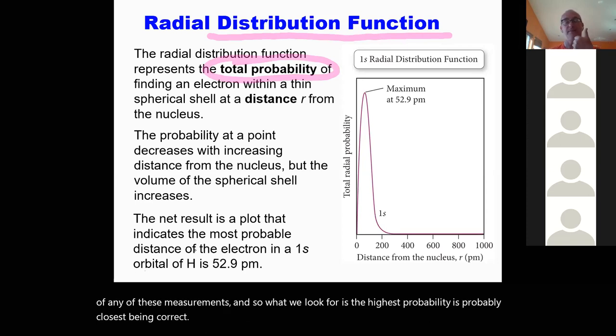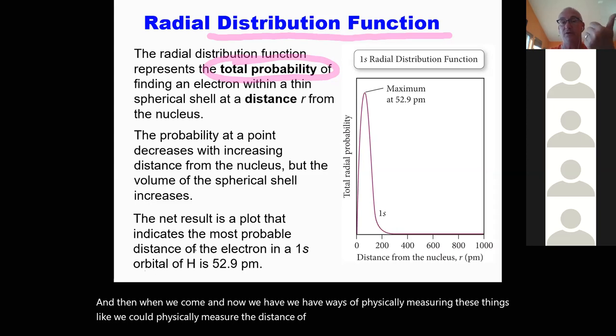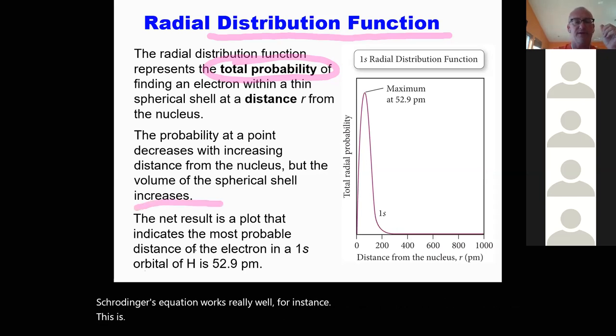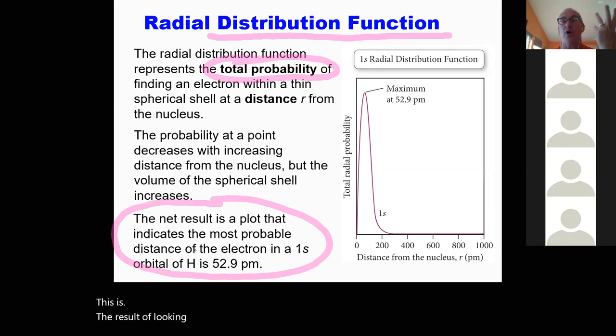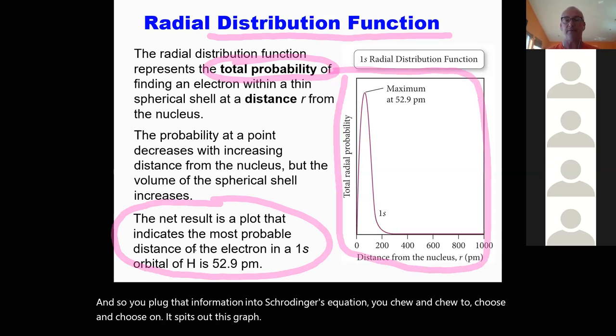And now we have ways of physically measuring these things. Like we can physically measure the distance of electrons from the nucleus. And it turns out that Schrödinger's equation works really well for that. For instance, this is the result of looking at what's the most probable place for the single electron of hydrogen in the ground state. And so you plug that information into Schrödinger's equation, and you chew and chew on it, and it spits out this graph.